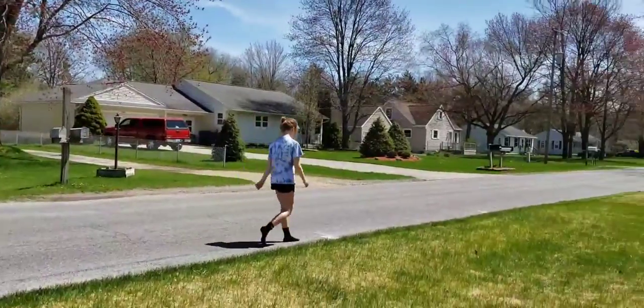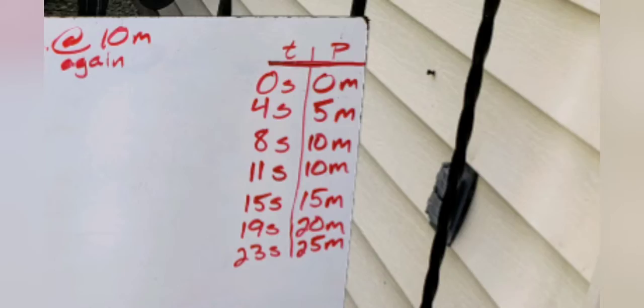Our next scenario has Drew walking at a constant speed, pausing at 10 meters, and then walking at that same speed until the finish line. Now to make sure that that pause makes it into our graph, you'll notice that in our data, it shows that she's at 10 meters at 8 seconds and at 10 meters at 11 seconds, showing that she didn't go anywhere. There was a pause there for 3 seconds.